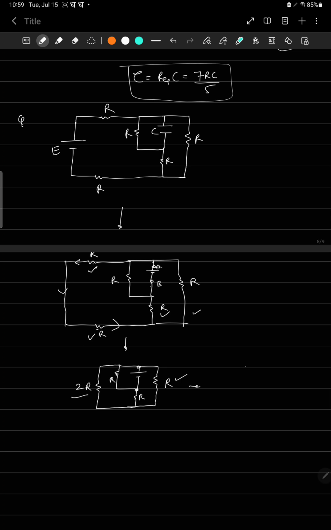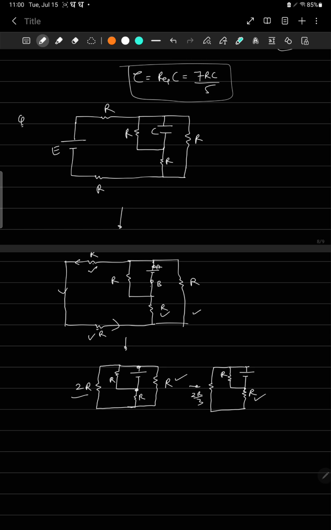So there's a battery, and there's a resistor R, and there's a 2R and R in parallel. So 2R and R in parallel is like 2R by 3, right? This 2R by 3 is in series with this one. So 2R by 3 plus R, so it is like 5R by 3.